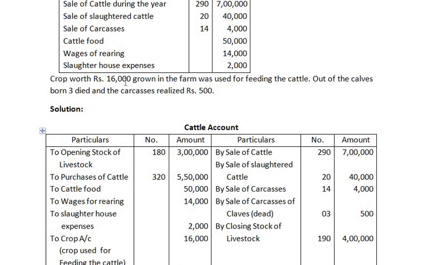Crops worth ₹16,000 grown in the farm was used for feeding the cattle. This has to be recorded as crop account on the debit side of cattle account. Out of calves born, 3 dead and the carcasses realized ₹500. This has to be credited in the cattle account.